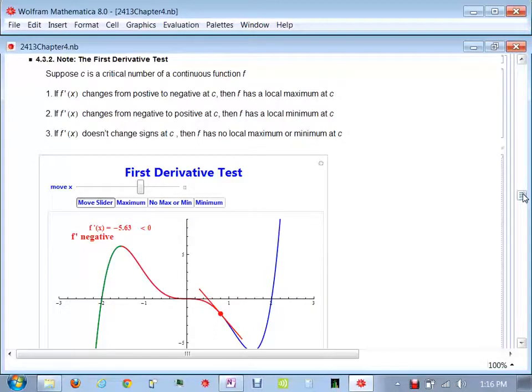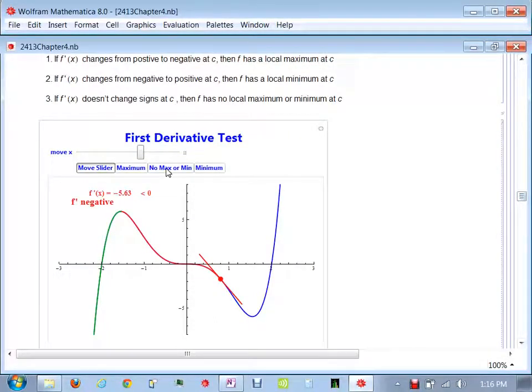Now, at this last point on this curve, my derivative is negative, right? And then I get to a point where my derivative is 0. That's going to be right there. So that's my critical number. To the left of it, I was negative. To the right, I was what? Positive.